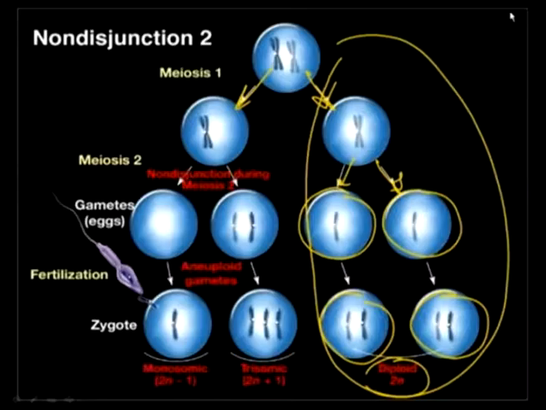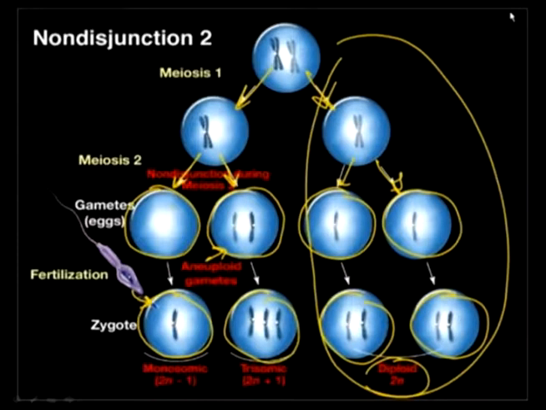But look what happens when non-disjunction occurs in meiosis II. The sister chromatids are supposed to be separating, right? But they're not separating. Or I should say they're not segregating properly. Both of them are ending up in one gamete, which is an aneuploid gamete, and none of them are ending up in the other, right? Now the principle is the same as before. If a sperm comes along, fertilizes the egg that had nothing in it, we're going to end up with a monosomic. If it fertilizes the egg that had two in it, we're going to end up with a trisomic.